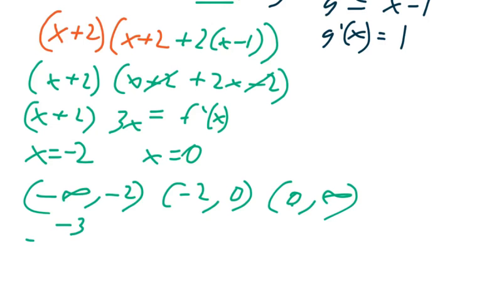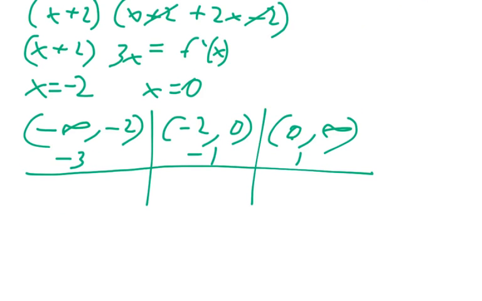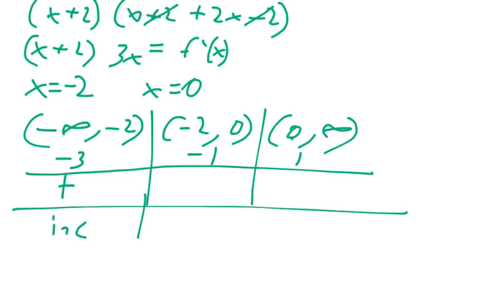When I plug in -3, we get a negative times a negative, which is a positive, which means we start out increasing. When I plug in -1, I get a positive times a negative, which is a negative. So we are decreasing. And when I plug in 1, we get 2 positives, which is a positive, and we are increasing.